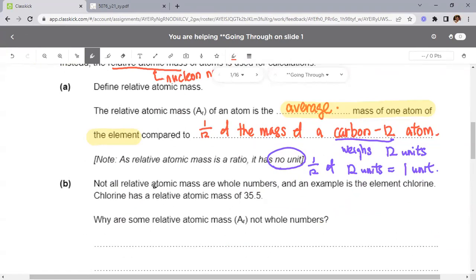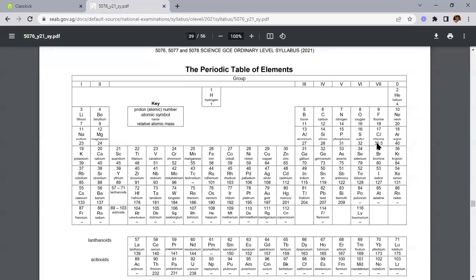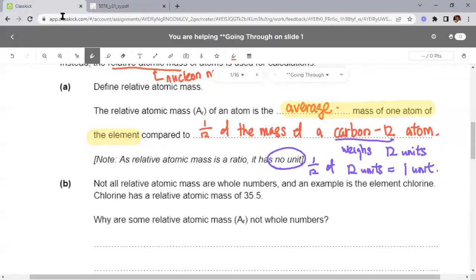Not all relative atomic masses are whole numbers. An example is the element chlorine. If you go to your periodic table, you realize chlorine is 35.5. Last time when I tried to use 35.5 to calculate my number of neutrons, it's kind of weird. How can I have half a neutron? So why is it 35.5? This is where we start to explain why.